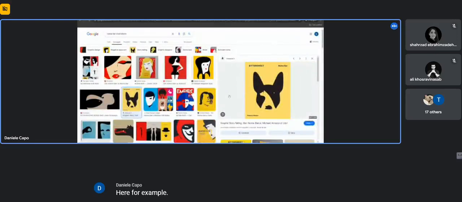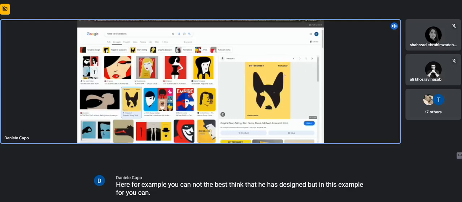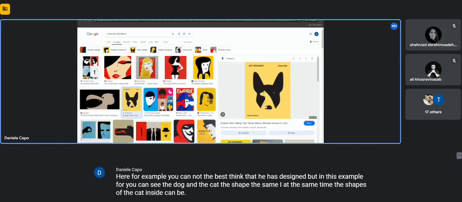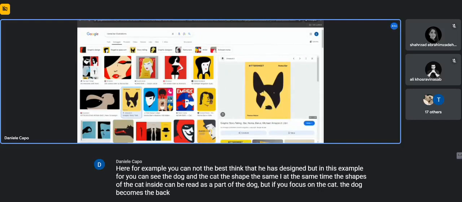Here, for example, it is not the best thing that he has designed, but in this example you can see the dog and the cat that share the same eye. At the same time, the shapes of the cat inside can be read as a part of the dog. But if you focus on the cat, the dog becomes the background.